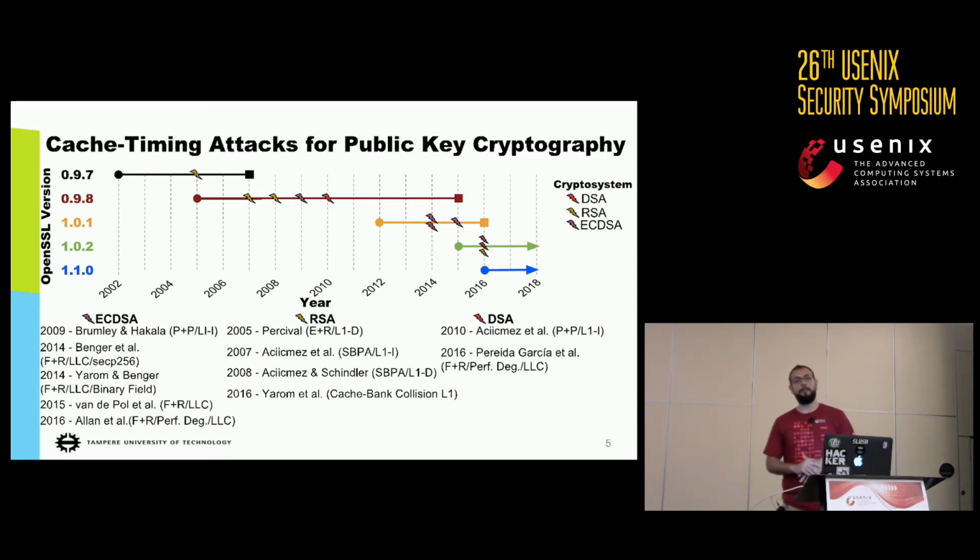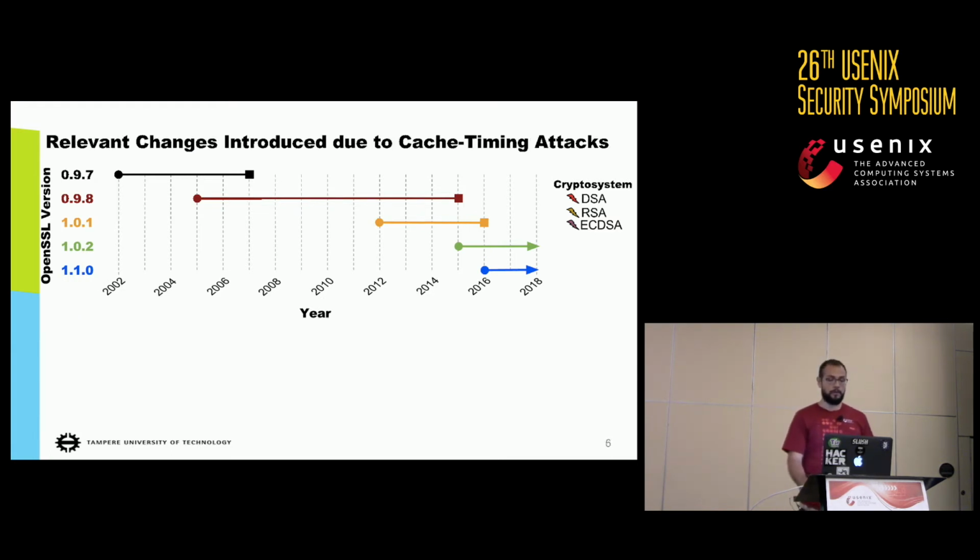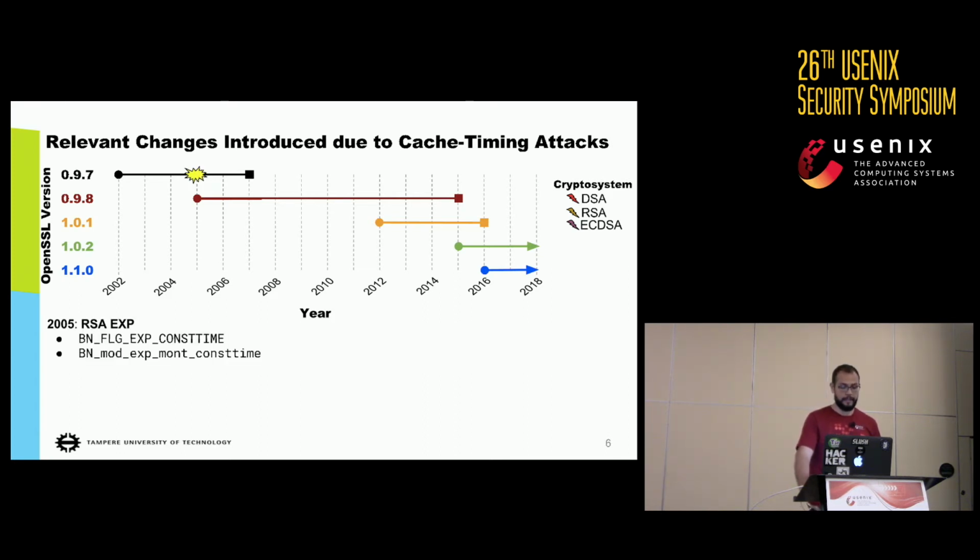So this is a brief history of cache attacks on OpenSSL. Due to these attacks, OpenSSL had to implement different countermeasures to prevent this. So now I'm going to talk about some relevant changes. First of all, in 2005, they introduced the BN_FLG_EXP_CONSTTIME flag and the method that performs modular exponentiation in constant time. This was due to the work of Colin Percival. So this constant time implementation made it possible to protect RSA exponents.